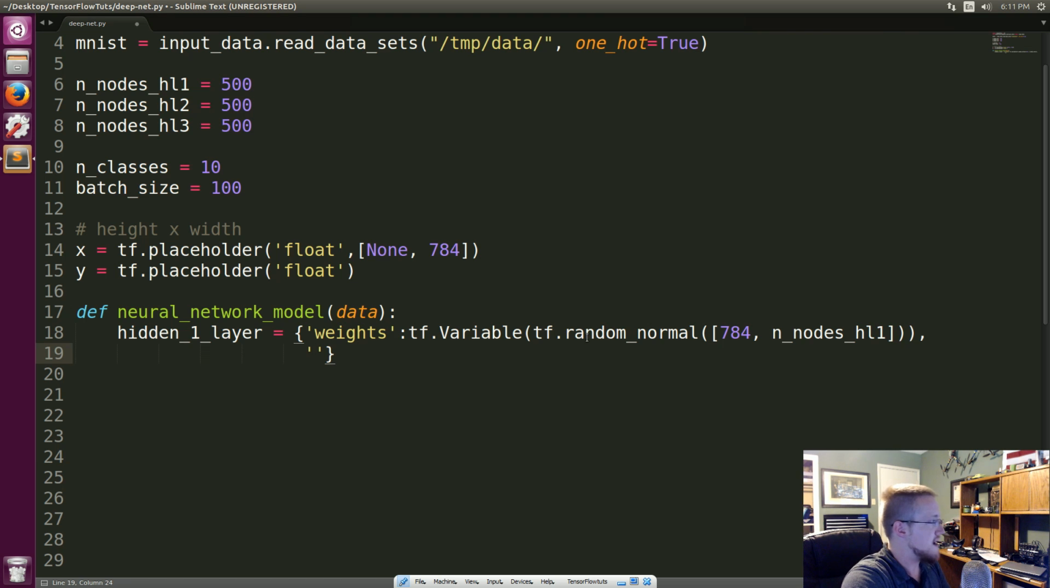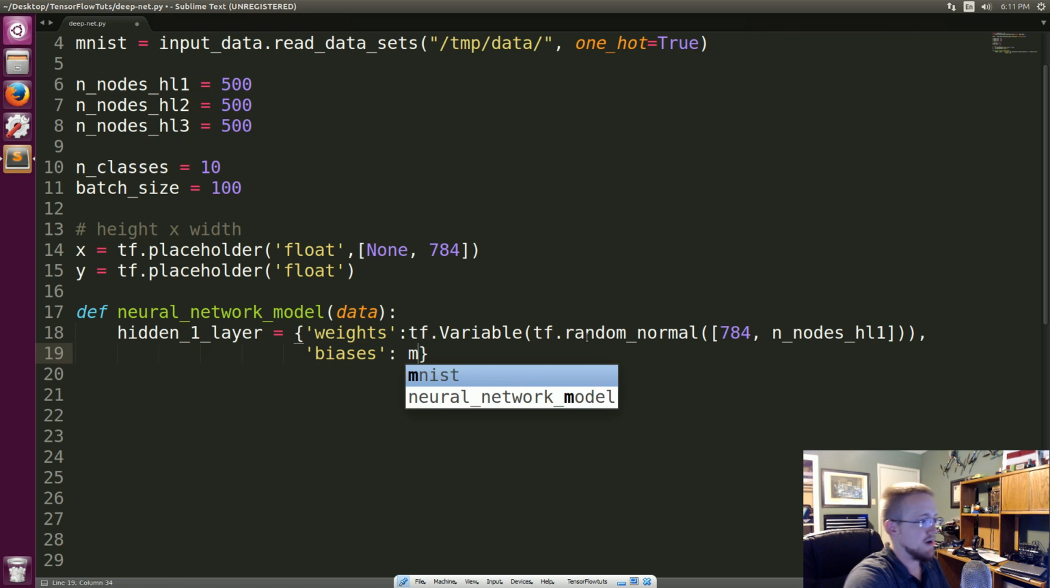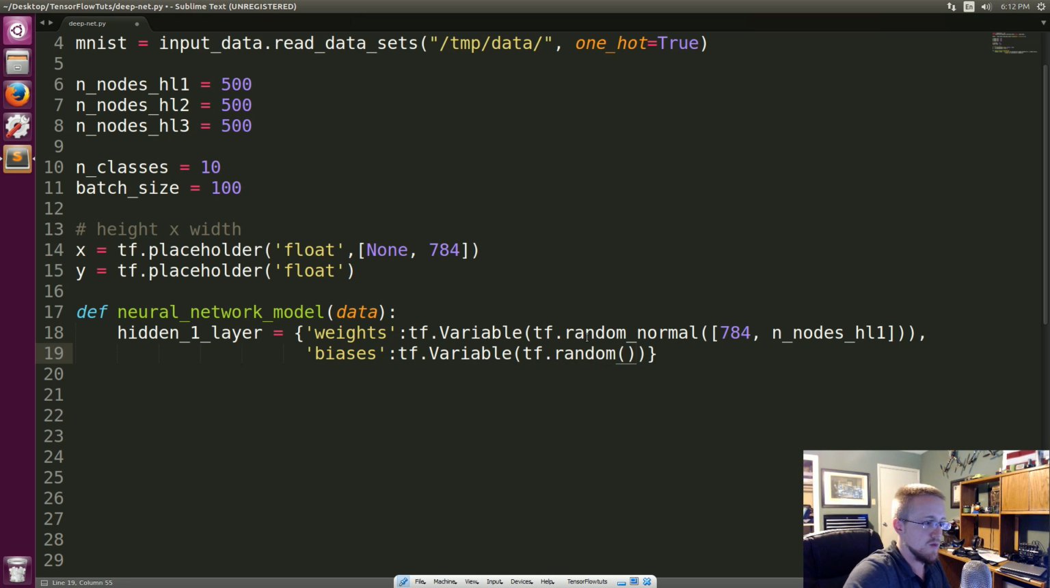Anyway, weights, and then we're going to have biases, and the biases similarly will be tf.Variable. The tf.Variable will be a tf.random_normal.